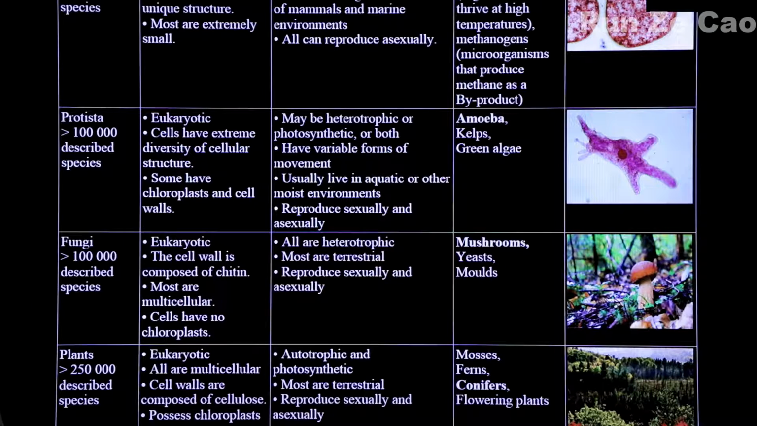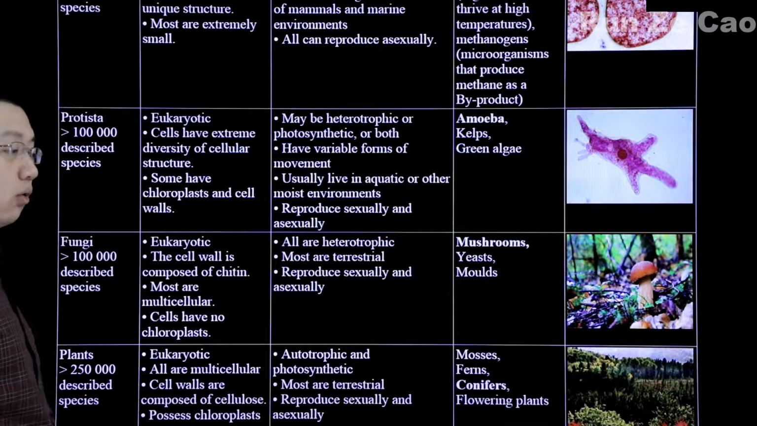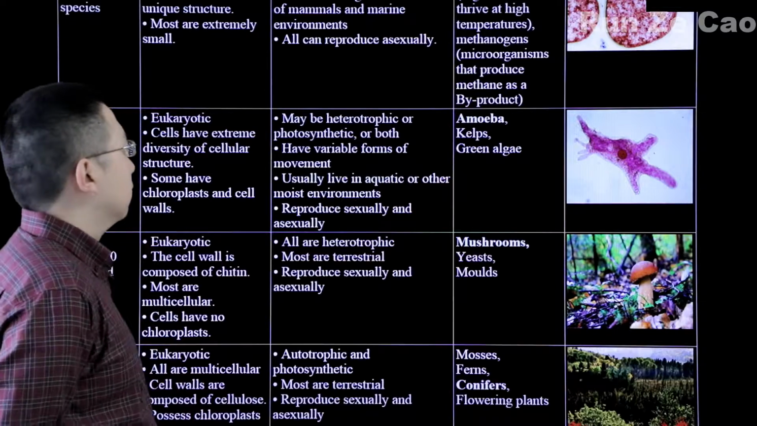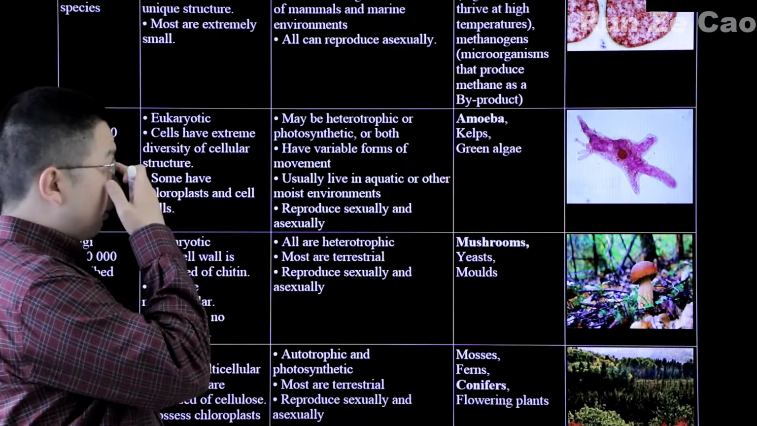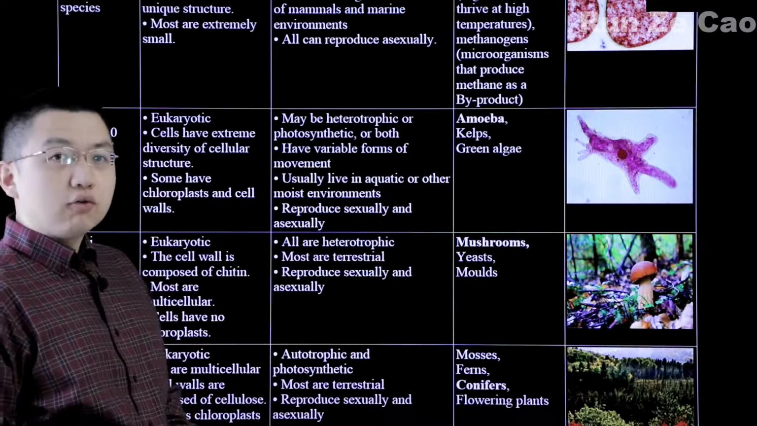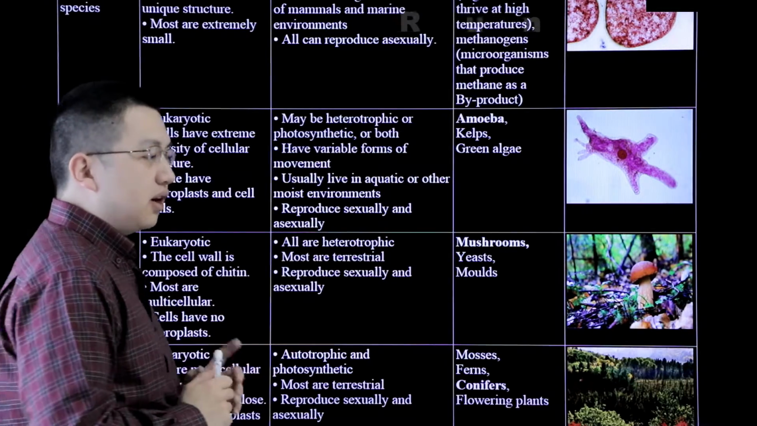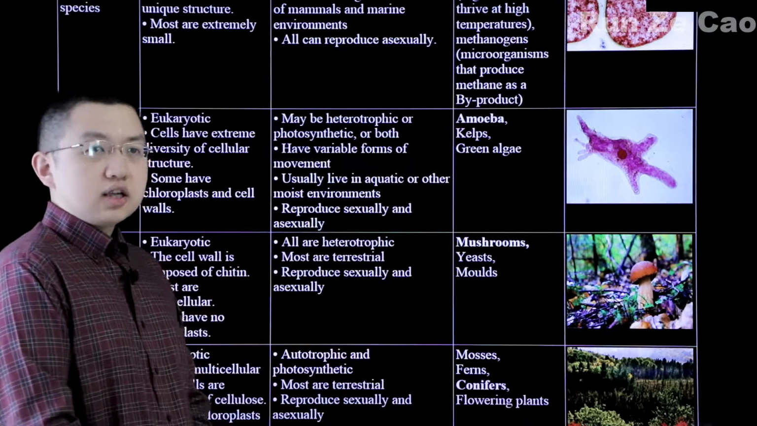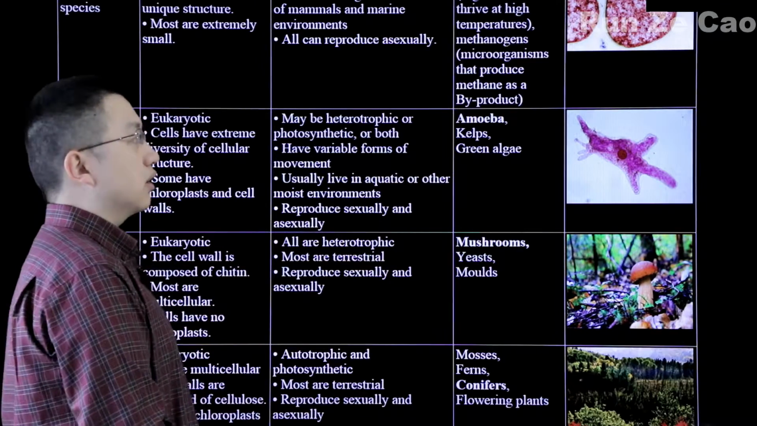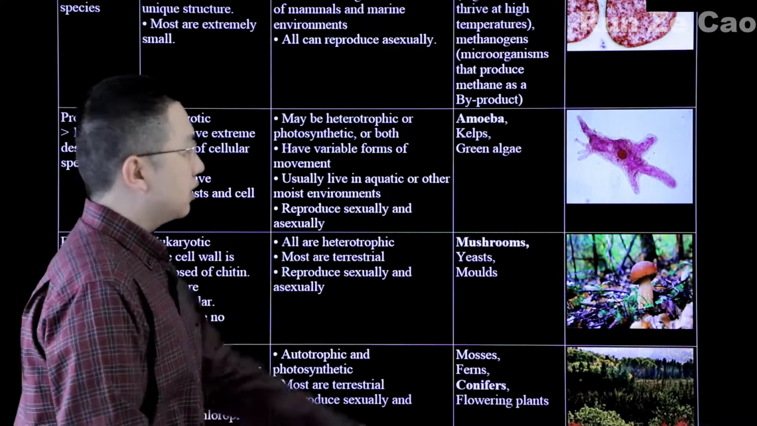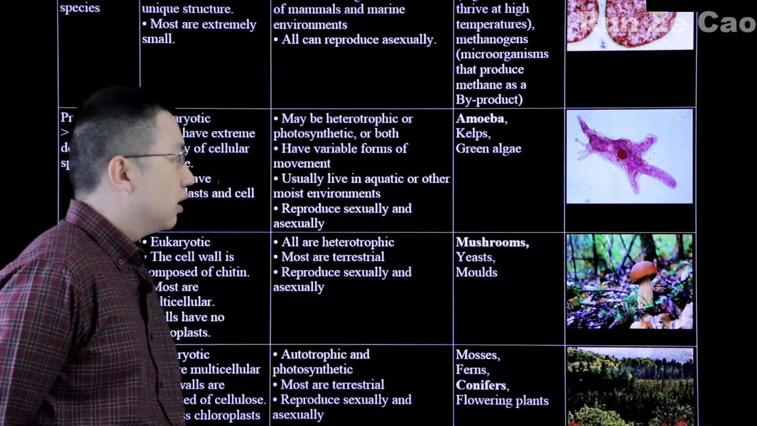So some have chloroplasts, some have cell walls, some have both. Others have various other complex structures such as apicomplexans. Now, they may be heterotrophic, they might be photosynthetic, or they can be both. So they have variable forms of movement. Some are essentially immobile, root themselves in place. Some are not, such as this amoeba, pictured here.